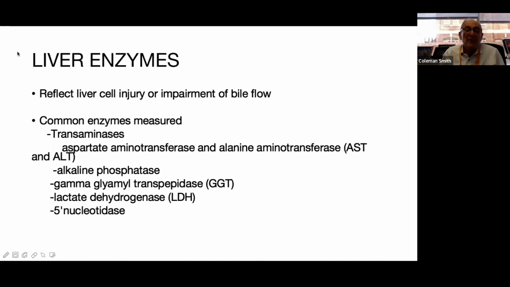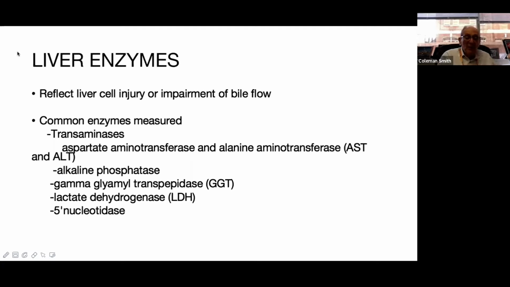So let's talk a little bit about the liver enzymes. They reflect liver cell injury or impairment of bile flow, and depending which enzymes are involved, either or both of these may be going on. So the enzymes we measure are the transaminases, which are aspartate aminotransferase and alanine aminotransferase, both AST and ALT. For those who probably don't remember, the old names are SGOT and SGPT, but we now call them AST and ALT. We measure alkaline phosphatase, and they're the common ones that are usually done.